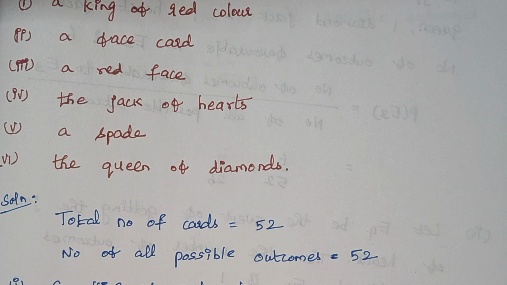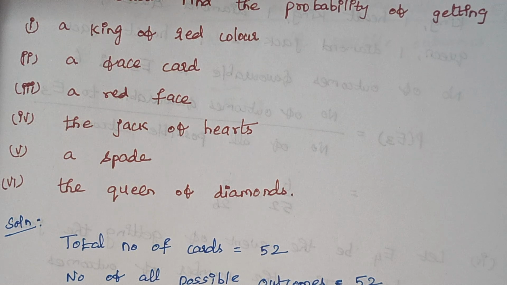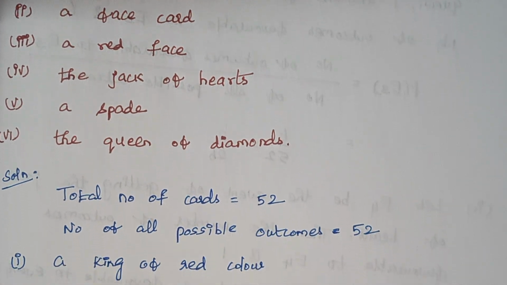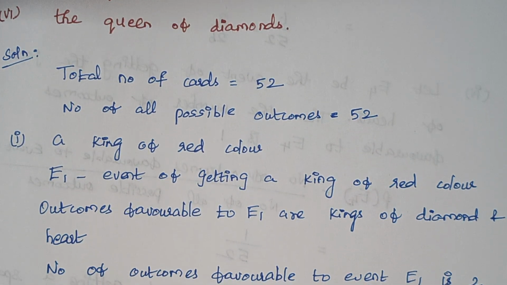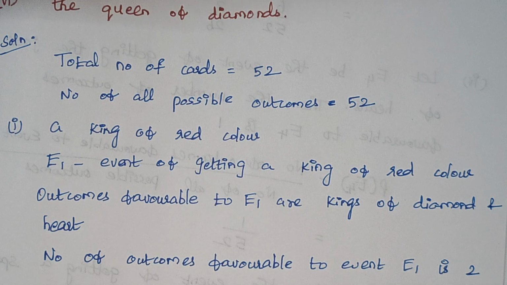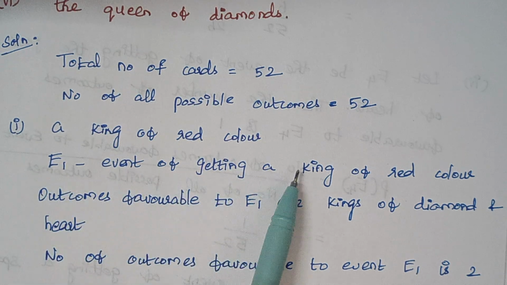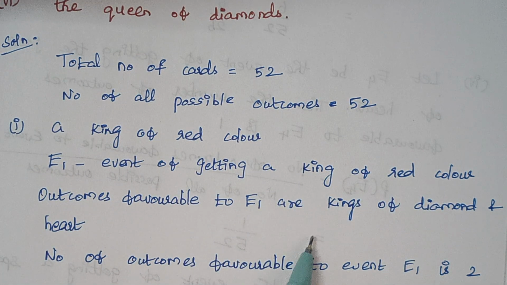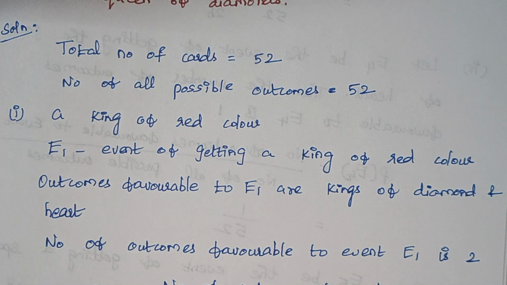So the next one, the first question is a king of red color. So here you see, totally how many kings do we have in cards? We will be having 4, right? 2 red and 2 black. So here you see, let E1 be the event of getting a king of red color. So the number of outcomes favorable to event E1 is 2. That is, here we will be having a king of diamond and a king of heart, right? So totally here we will be having 2 red kings.